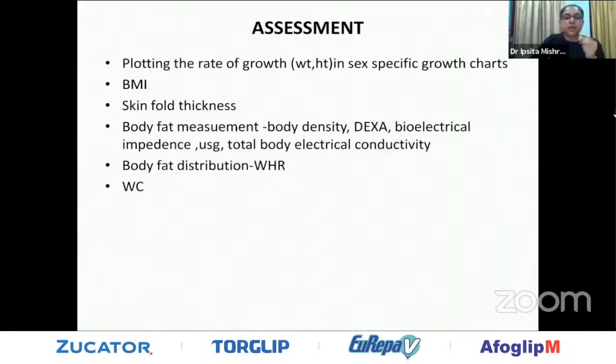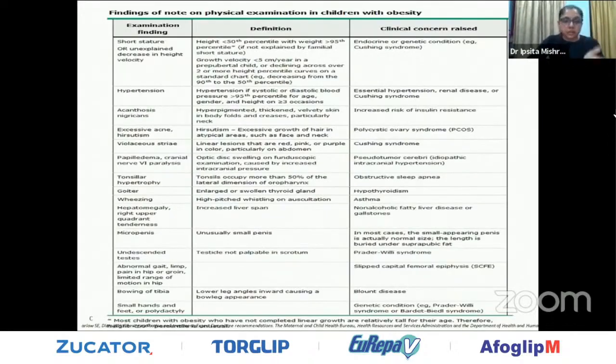So after a proper history, go on to the examination. If the child is with you from the beginning, plotting the rate of growth on the sex-specific growth charts will help with early identification if the child is crossing over the centiles. BMI is the gold standard to assess body fat till now, which is commonly used. Other methods, like estimation of skin fold thickness, or estimating body fat distribution by waist-hip ratio and waist circumference, are not routinely followed, and BMI, though it has many fallacies, still is commonly used. So after the anthropometry, go on for a detailed head-to-toe examination.